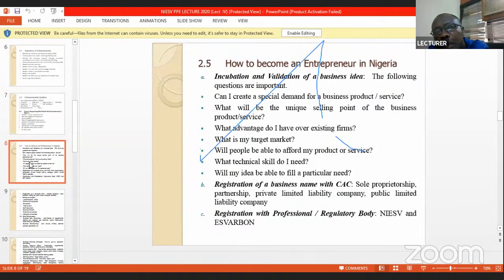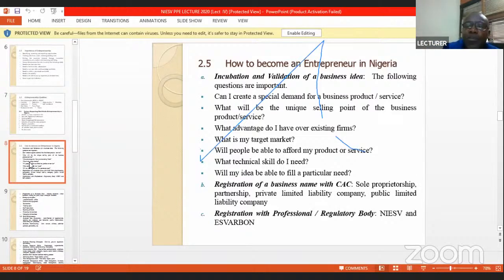In our second lecture, I mentioned every great achievement in this world started as an idea in somebody's mind. And for that reason, a good entrepreneur must come up with a business idea. And to come up with a business idea, you should have ready answers for the following important questions.